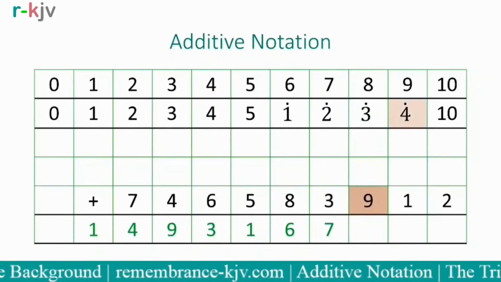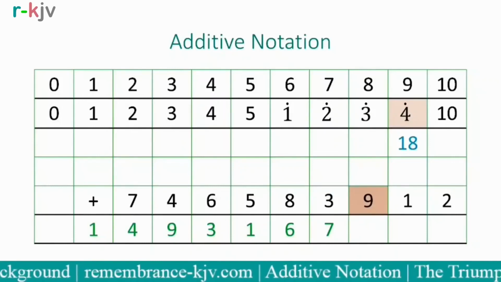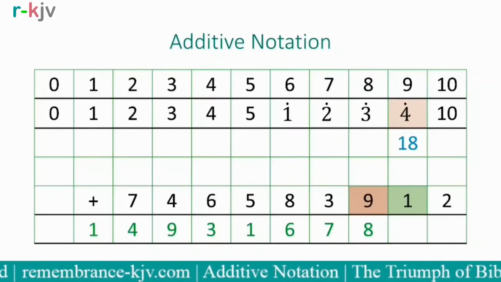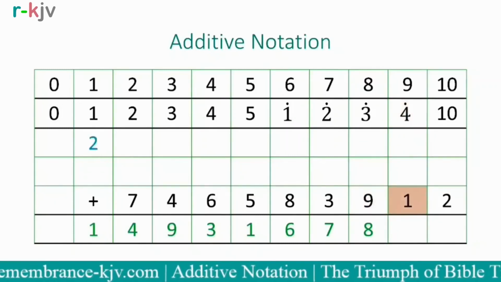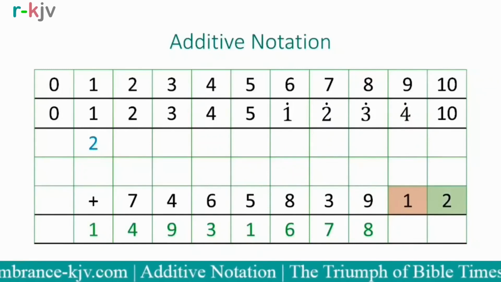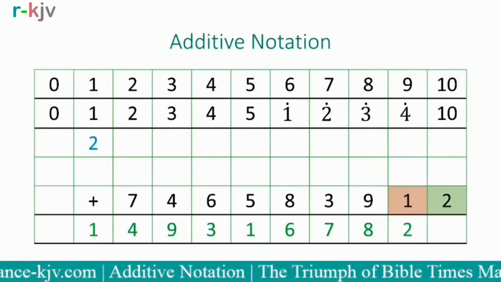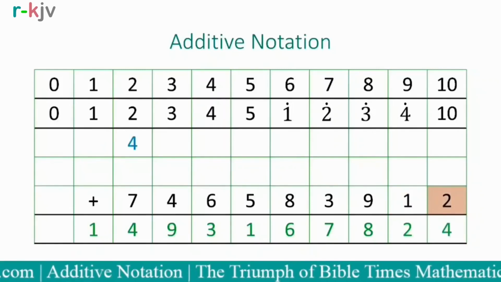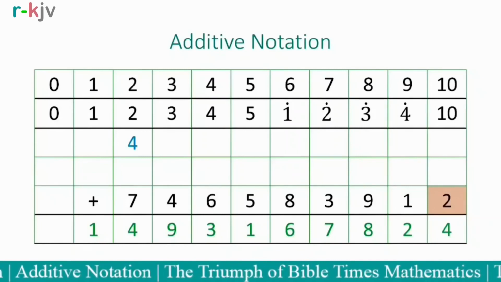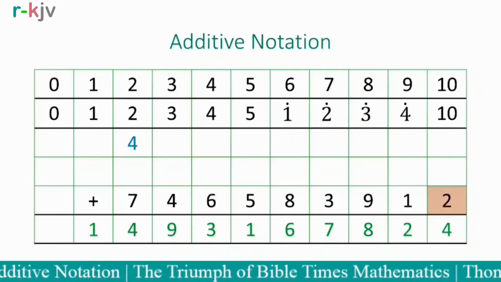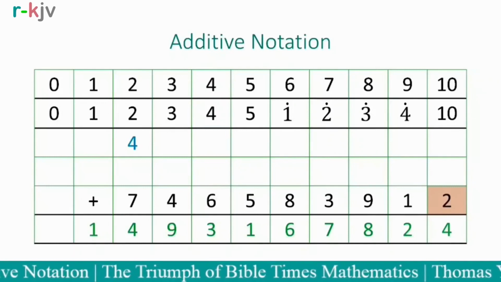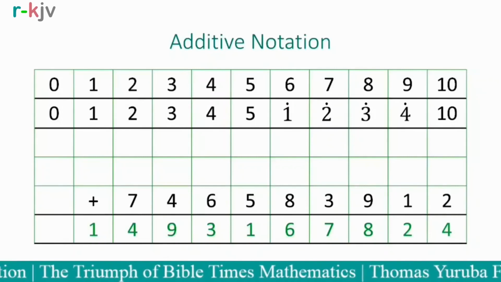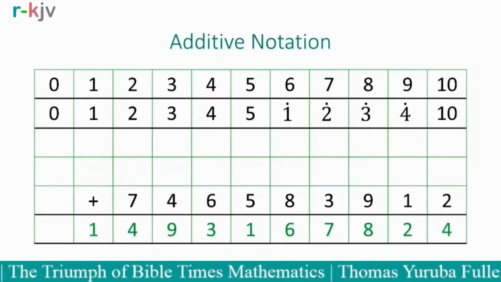9 is .4. Double .4, 18. Check below 5, so we write down 8. Double 1, 2. Check below 5, so we write down 2. And lastly, double 2 is 4. Therefore, the double of 74, 65, 83, 912 gives 14, 93, 16, 78, 24.